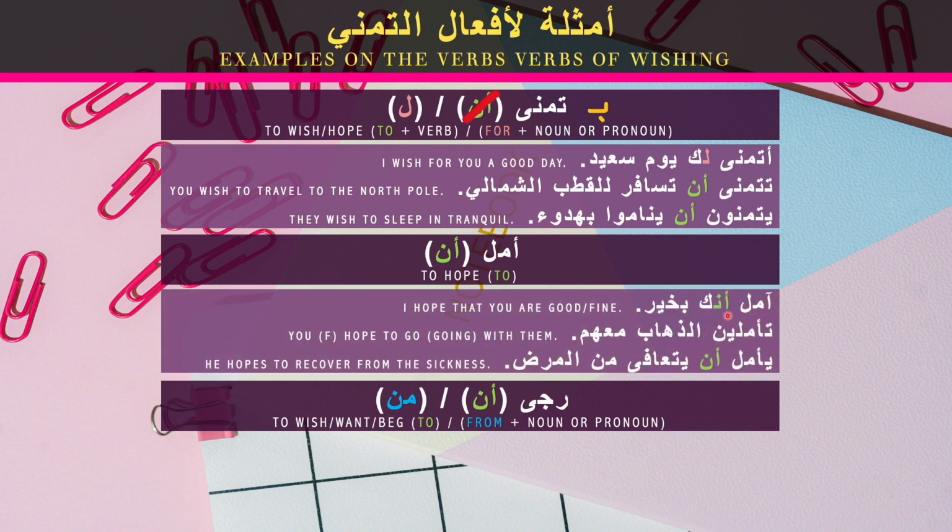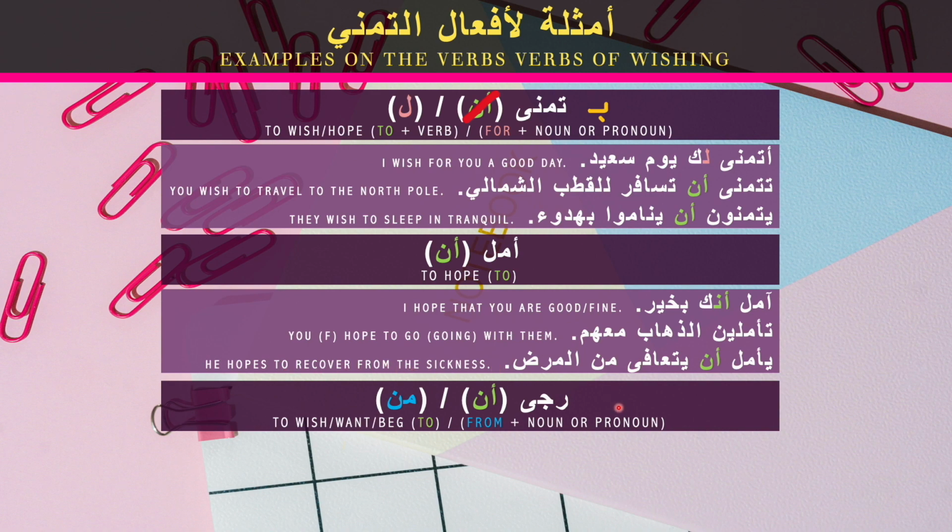أمل. آمل أنك بخير. I hope that you are good or you are fine. تأملين الذهاب معهم. You for feminine, you singular. Hope to go with them. But here we are not actually using the verb to go. We are using the gerund of to go because this is one of the ways to use it in Arabic. Then يأمل أن يتعافى من المرض. He hopes to recover from the sickness.